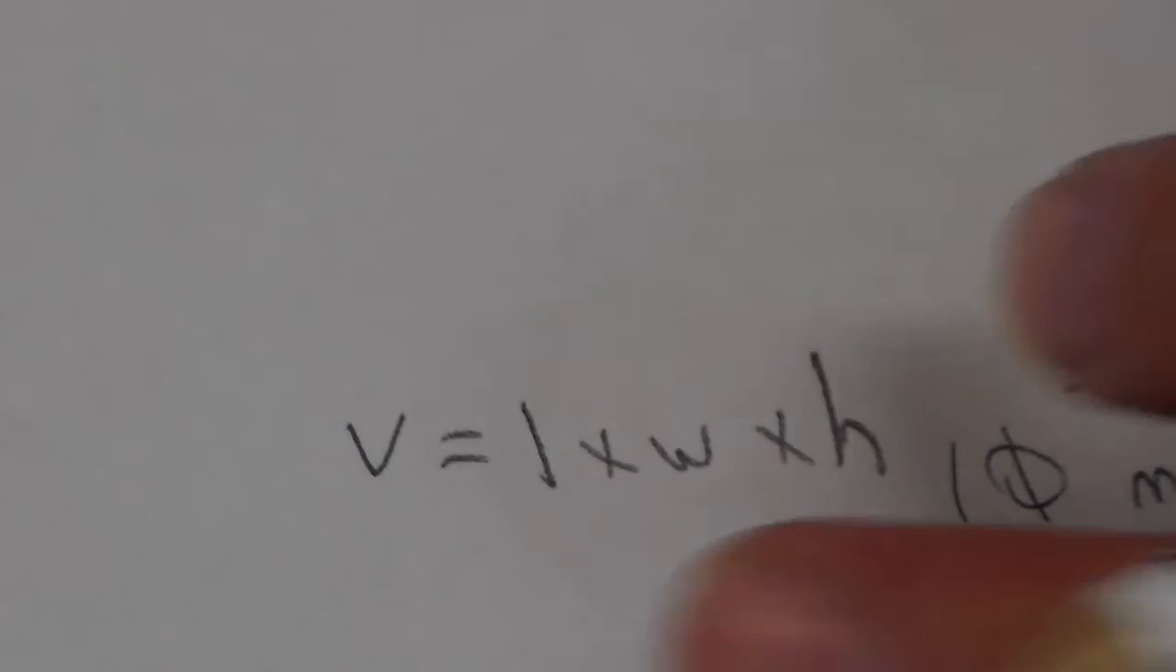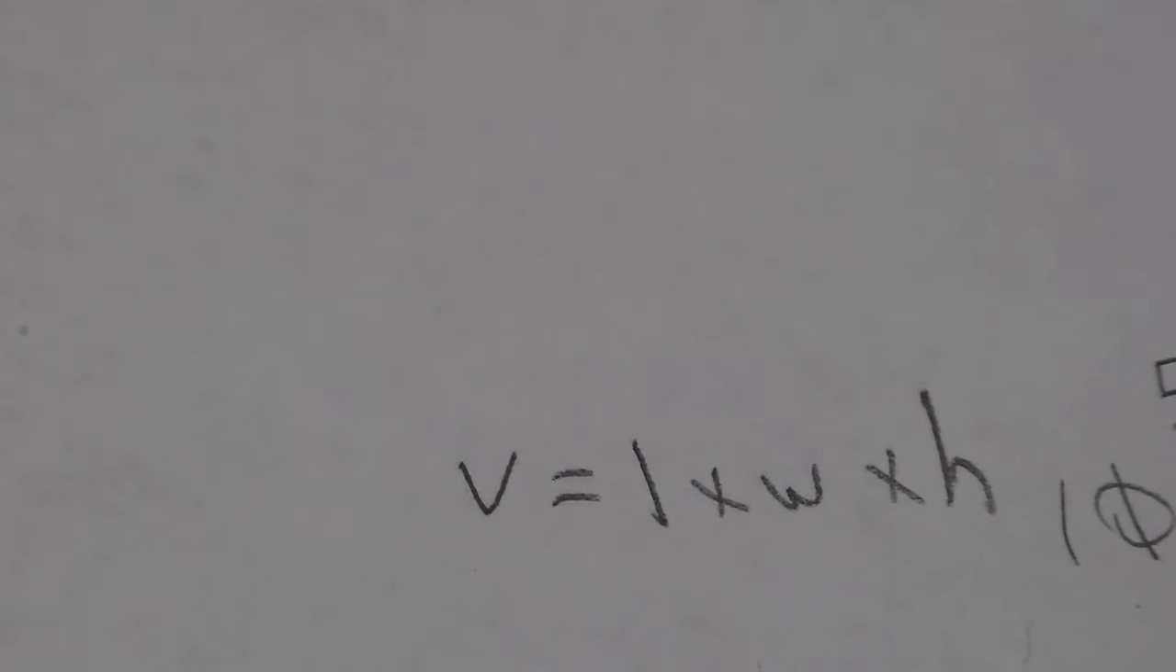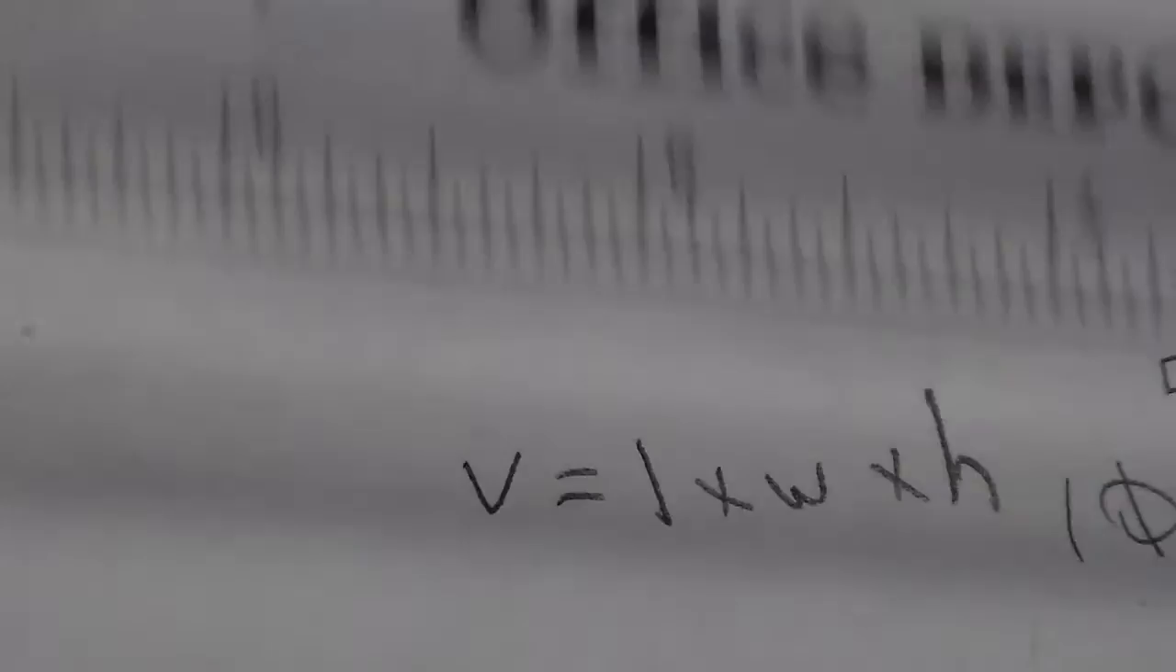So if the volume, we're going to move the paper over. Okay, let's say the volume is equal to length times the width times the height. That's our basic formula right there. So how do we measure this?